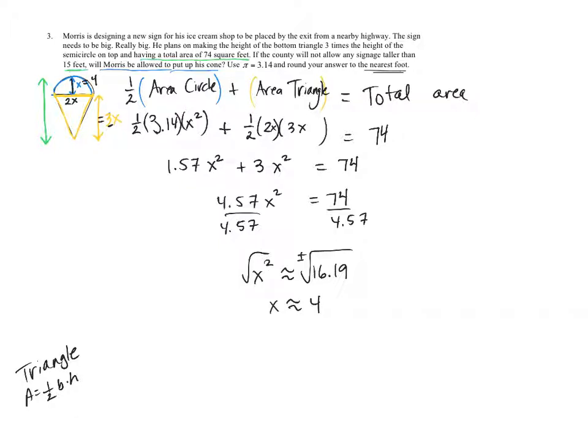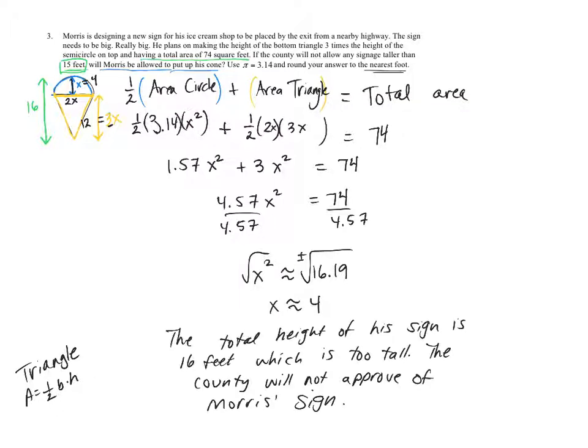I need the total height. So I'm going to add that 4 with the height of the cone, which is 3 times 4, which is 12. So put that together. The total height of his sign is 16. So no sign for Morris. It's too tall. The county won't allow it. So we would write that all out into a sentence. The total height of the sign is 16 feet, which is too tall. The county will not approve of Morris's sign.